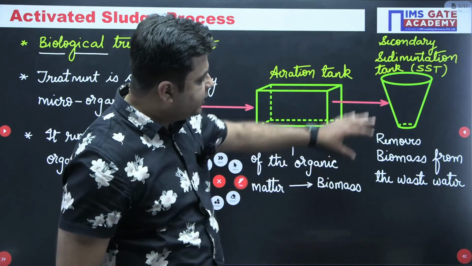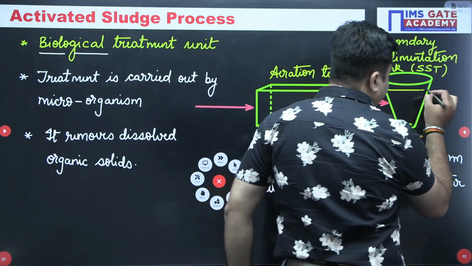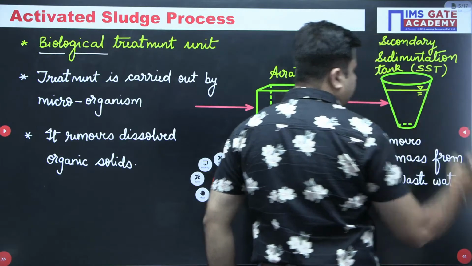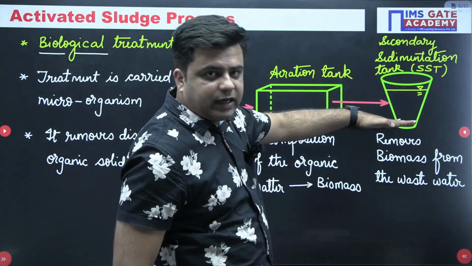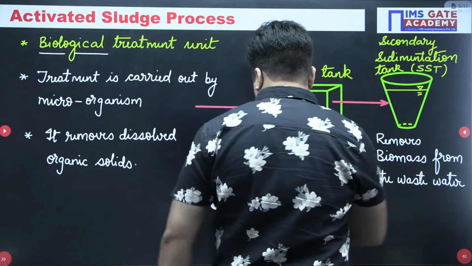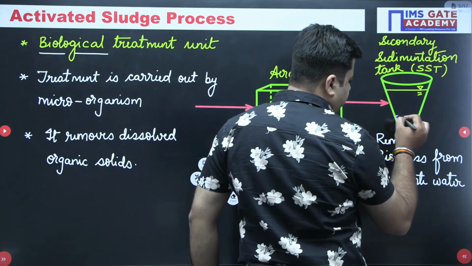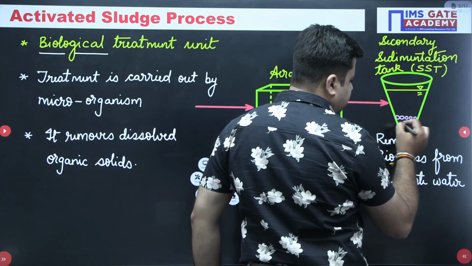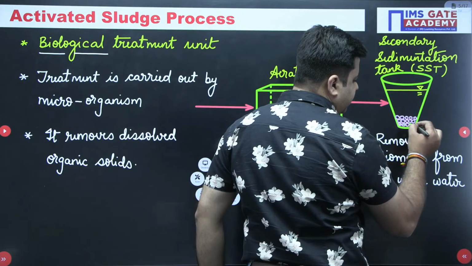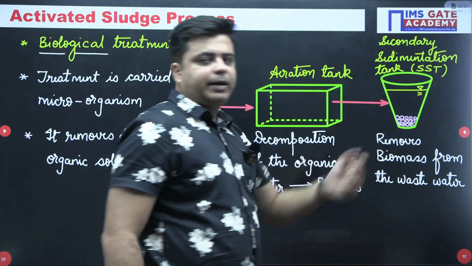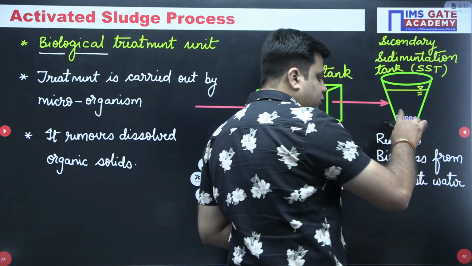Now, what will happen in this secondary sedimentation tank is, this is the wastewater that is filled here. Whatever biomass is present in this wastewater is going to settle at the bottom of the secondary sedimentation tank like this. This settled biomass is known as the sludge.